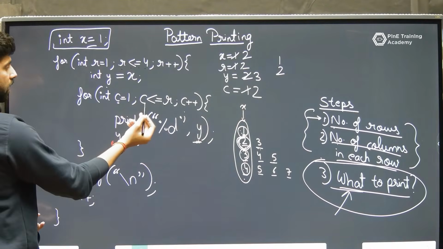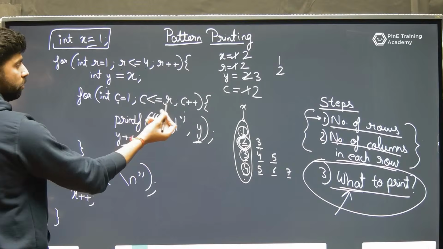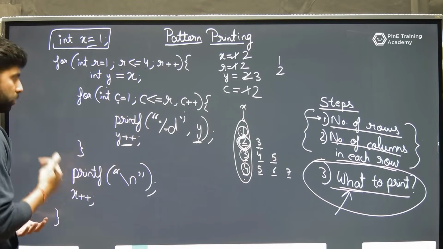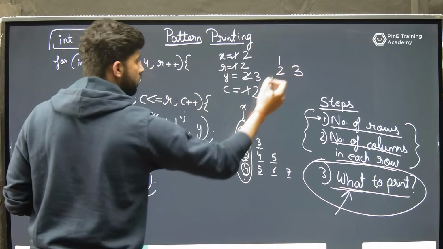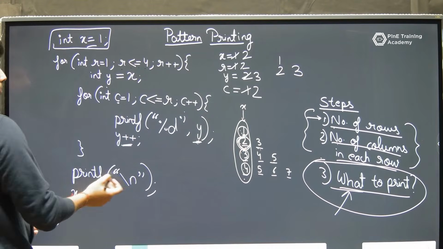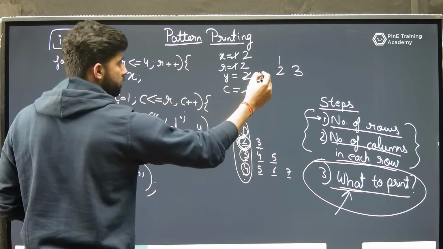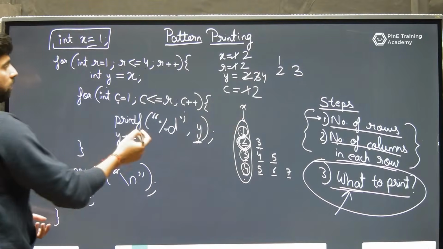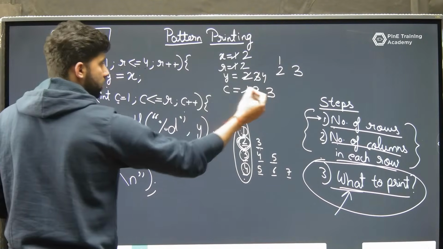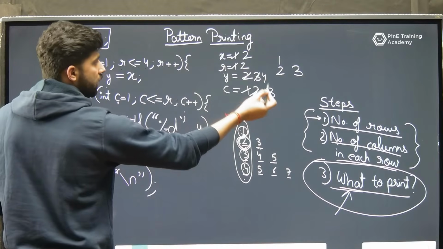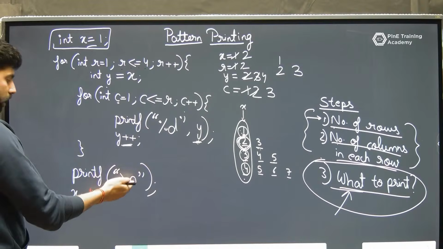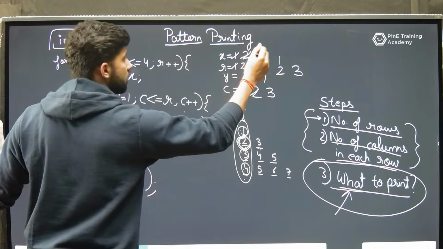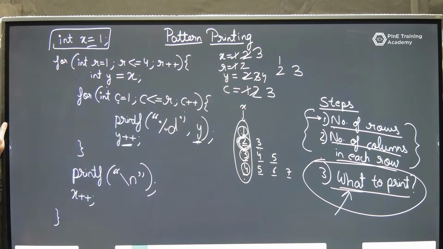We will again check the condition. 2 is less than or equal to 2. This condition is true. We will again print y. What do we have in y? 3. We will do y plus plus. This becomes 4. We will do c plus plus. This becomes 3. 3 is less than or equal to 2. Condition becomes false. We come to the next line. Line is changed. x plus plus. That means x equals 3.